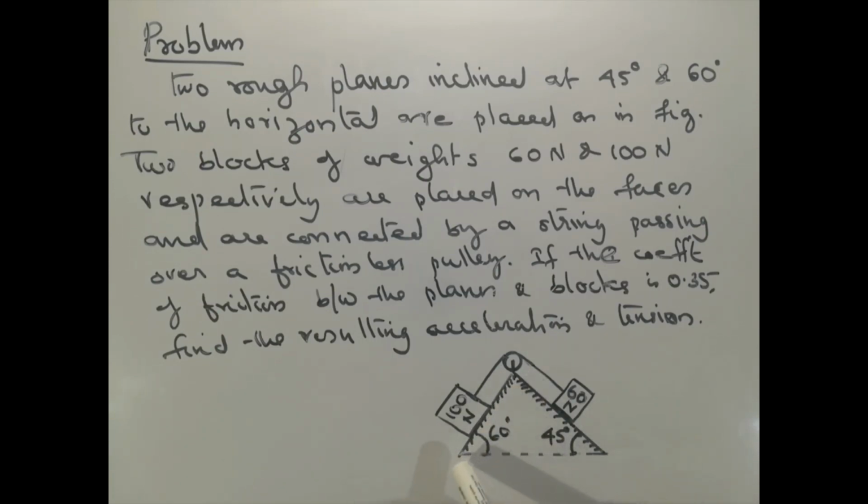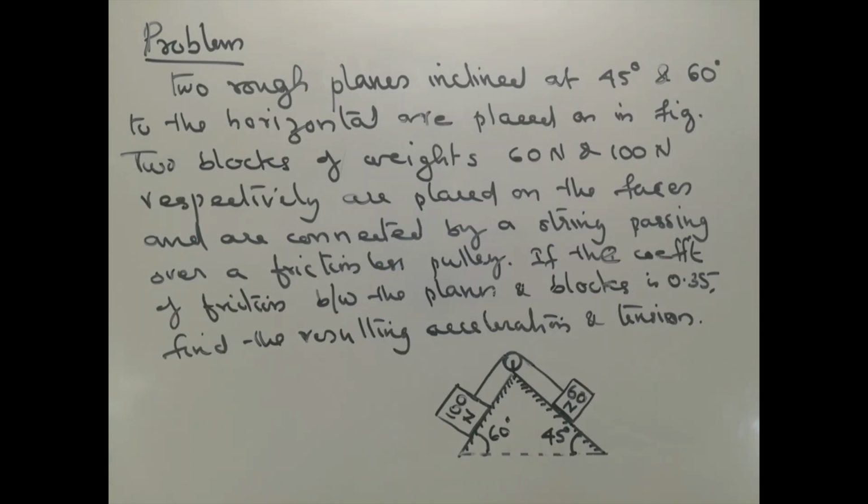One plane is put like this at 60 degree with the horizontal and the other one at 45 degree, and on the 60 degree incline a 100 Newton block is placed, and on the 45 degree incline a 60 Newton block is placed, and these two blocks are connected using a string. You can see the string which is passing over the pulley, and it is given that the pulley is smooth, so we can assume it has no weight as well as no friction.